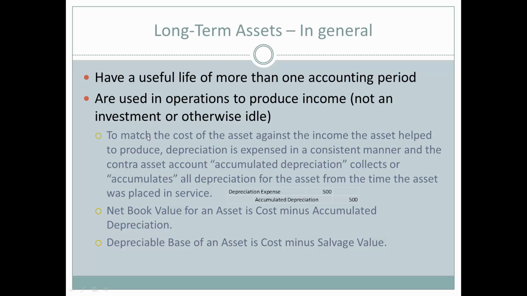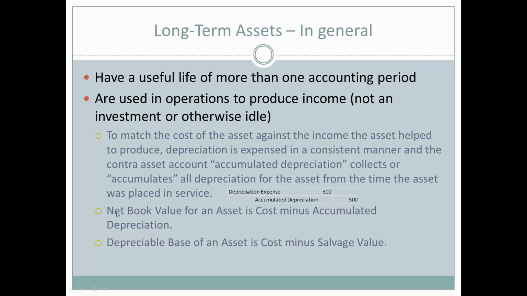To match the cost of the asset against the income the asset helped to produce, depreciation is expensed in a consistent manner, and a contra-asset account called accumulated depreciation collects or accumulates all depreciation for the asset from the time the asset was placed in service. We saw this when we did adjusting journal entries, so this is depreciation expense and accumulated depreciation. This is the contra-asset account, accumulated depreciation, and it is combined with the asset account associated with it.